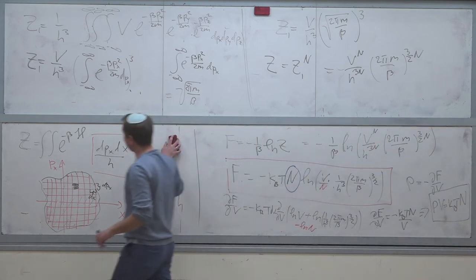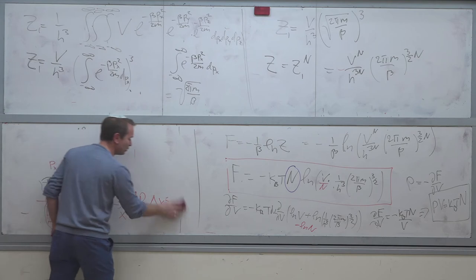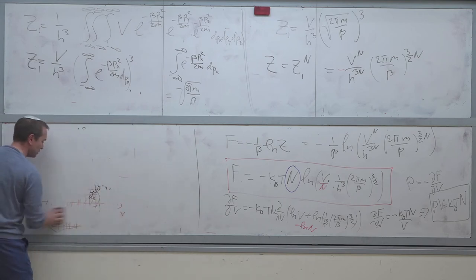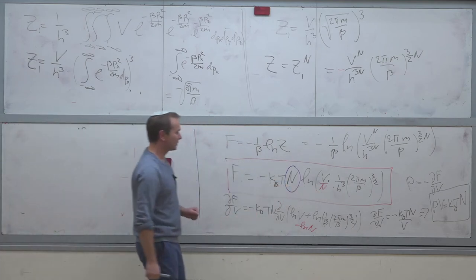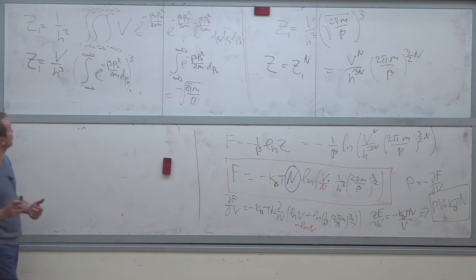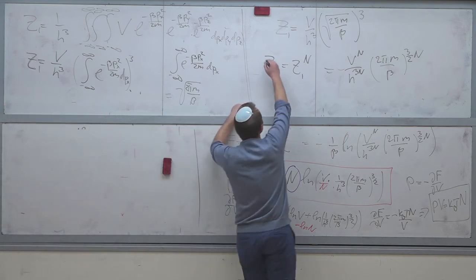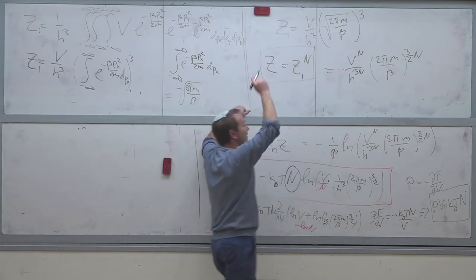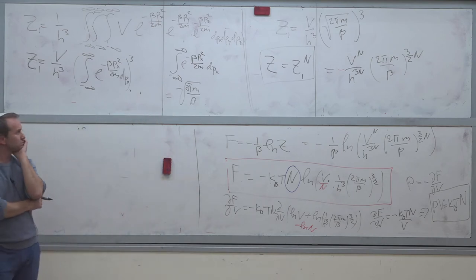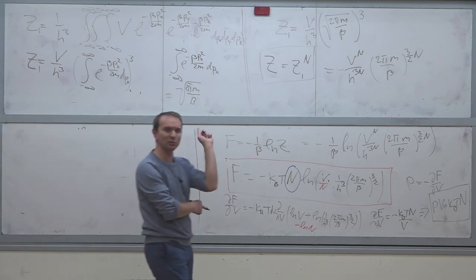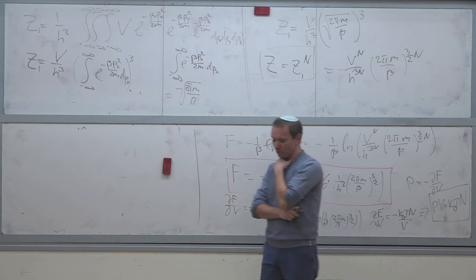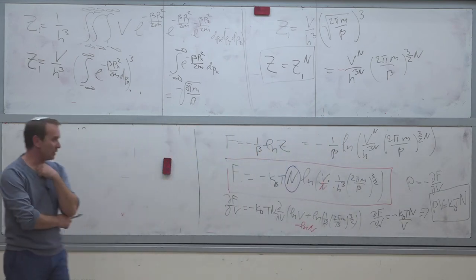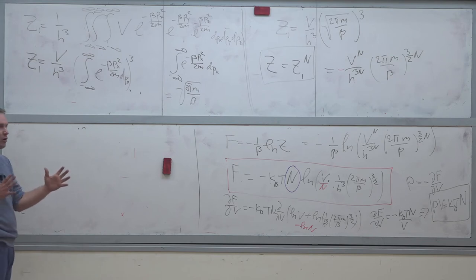Gibbs thought and thought and thought, and he came up with the following solution. He said, well, I'm clever enough to put this 1 over N over here, but this is not my starting point. What is my starting point? This Z1 over here, or more specifically, this guy. Now, Gibbs thought, why on earth is this only to the power N? Well, it's to the power N because I'm counting all the possible states.